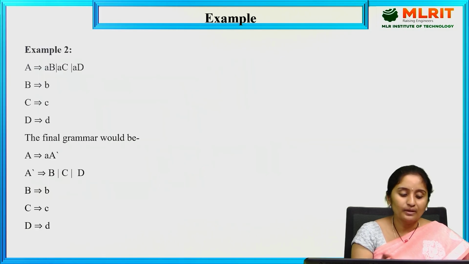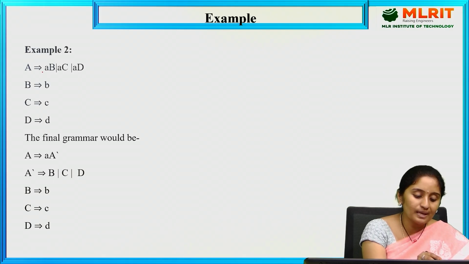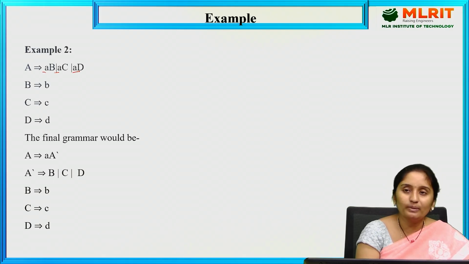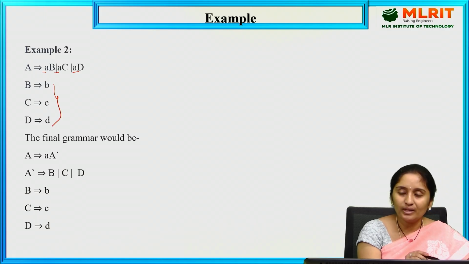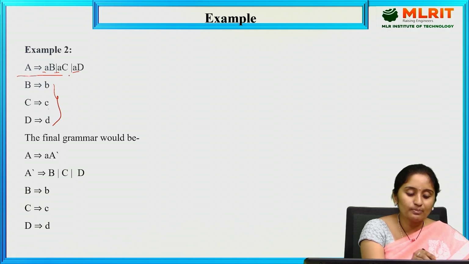Let us see one more example. A produces AB, AC, AD. Here the common prefix I have is A. In the next productions, B, C and D have no common prefix, but the first production has the common prefix A.